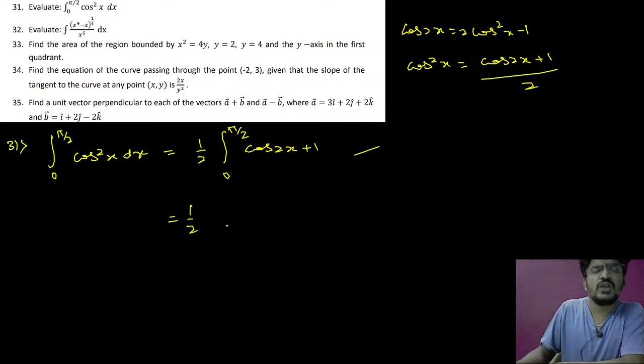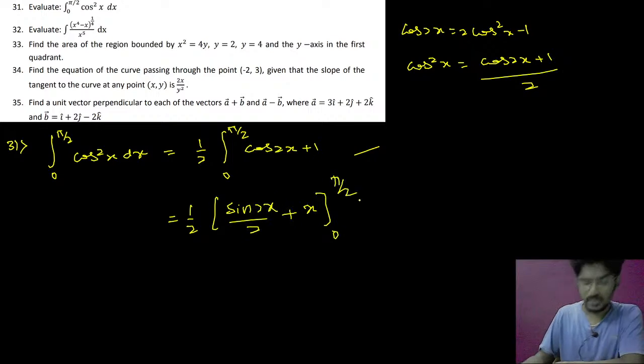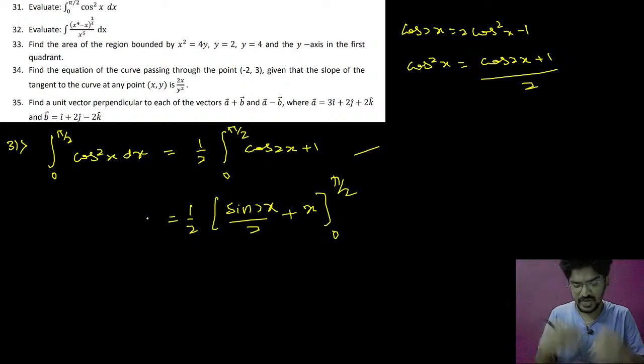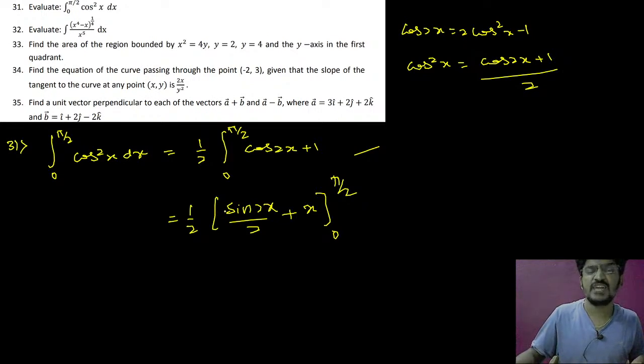So now this is equal to 1 by 2 into integration of cos 2x is what? It will be sin 2x divided by 2 plus integration of 1 is what? X from 0 to pi by 2. Some of you directly write this as minus sign because you are perfect with the differentiation formulas. Sometimes there are chances of writing minus sign here. Be careful. In the integration of cos is plus sign.